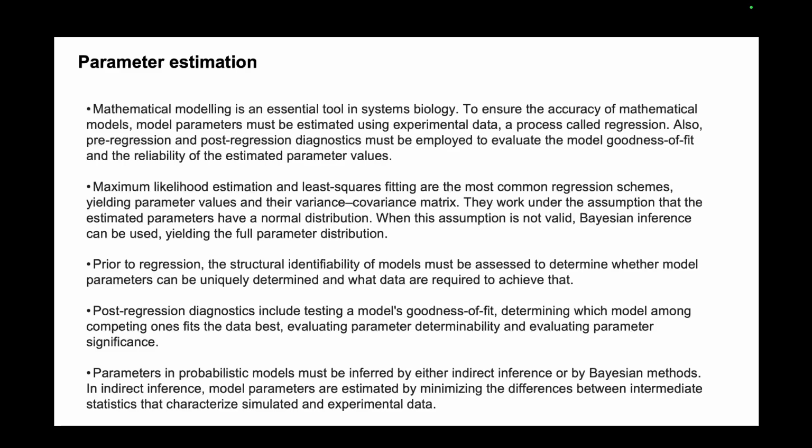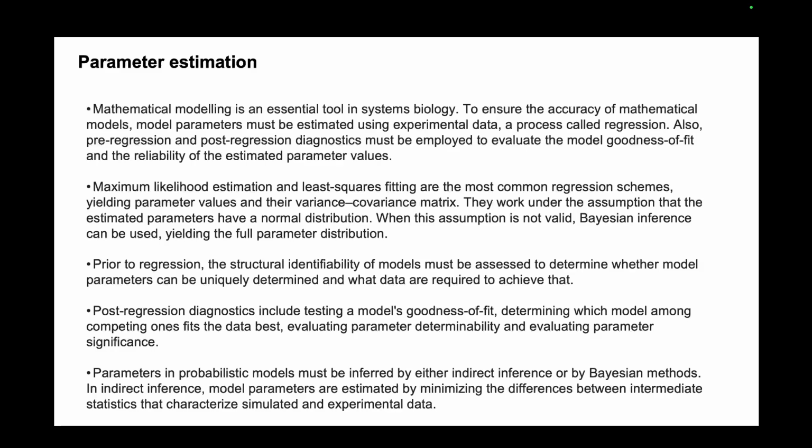Post regression, you can test a model's goodness of fit, determine which model among the competing ones fits the data, and evaluate parameter determinability. Basically, you have different parameters, all of which might be equally likely. So what you do is put the parameters in a model and see how the data fits your model. That is the goodness of fit.